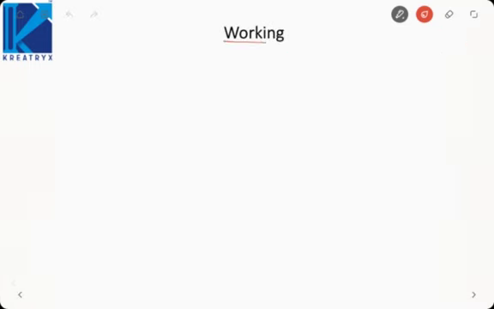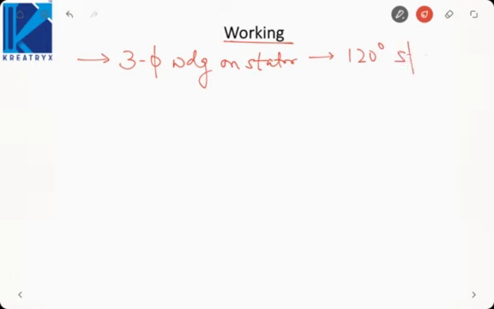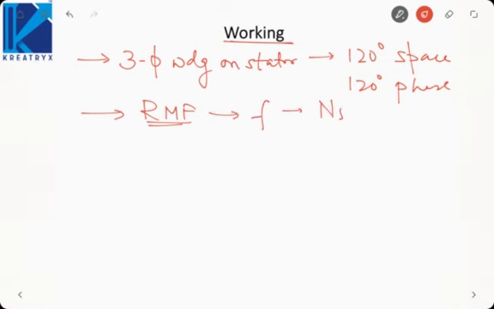Now let us talk about the working of the induction machine. So here what happens is, we have a three-phase winding on the stator. Okay, that is 120 degree space displacement and 120 degree phase displacement. So this is the essential condition for a rotating magnetic field. A rotating magnetic field is generated. It has a frequency f, so it has a speed Ns. Ns is 120 f by P.